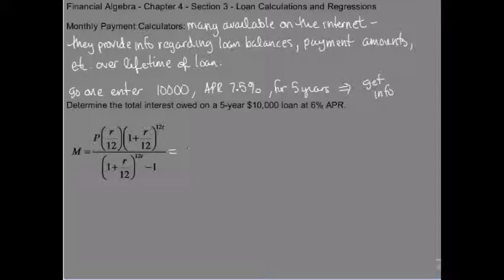We did this on Tuesday, but remember we put the principal in is how much we're borrowing. 6% we have to convert to a decimal. Don't forget to convert to decimals. 5 years.